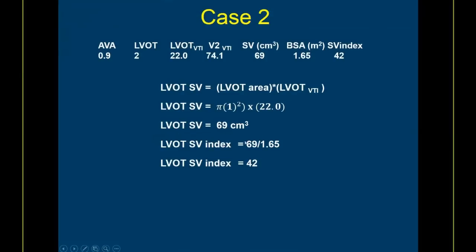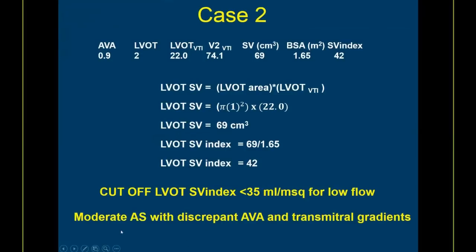And it's an index number. It's not just an absolute stroke volume. So the BSA in this person was 1.65, so 69 over 1.65. I calculate 42, which is greater than 35 mL per meter squared, which is that cutoff number. So this person has normal flow. Again, it's likely just moderate aortic stenosis with discrepant aortic valve areas and transvalvular gradients.